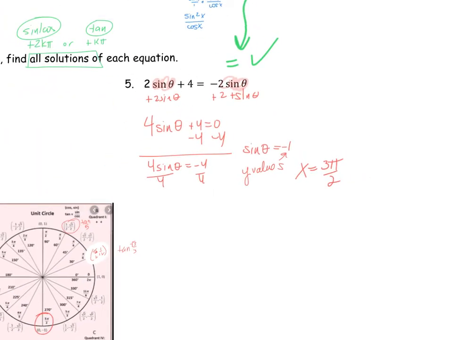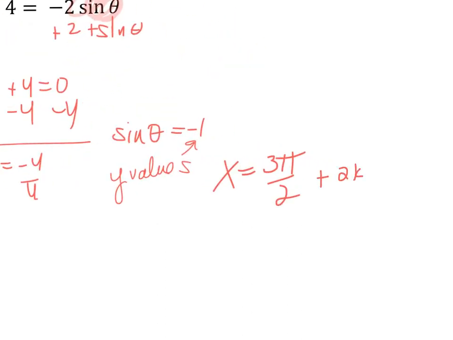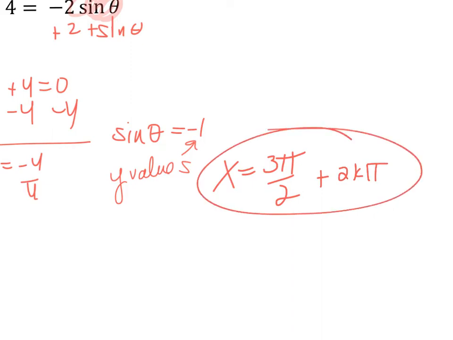Did they give me a specific interval to look at? No. That means what do I have to put at the end? Plus 2k pi, since this is sine. If they gave you between 0 and 2 pi, then you don't have to. You just leave it as 3 pi over 2.